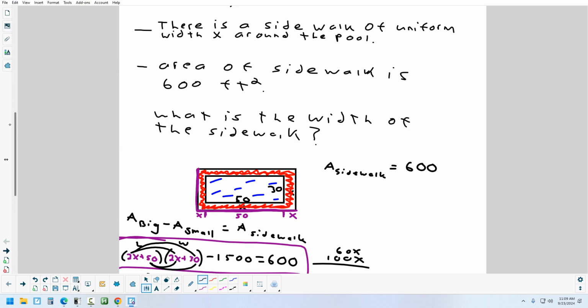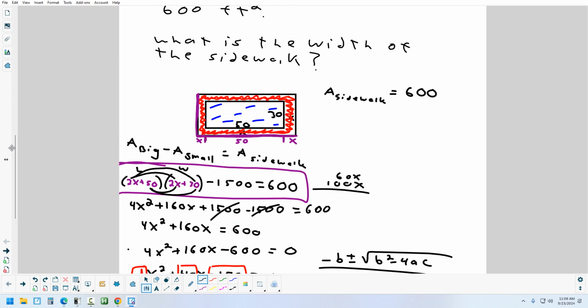There's going to be a problem like that in the homework, except instead of a pool with a sidewalk around it, I think they have a photo with a border around it. So it's the same exact thing. The photo is a rectangle, and the border around the photo is a rectangle. But you have to do the same exact process again.